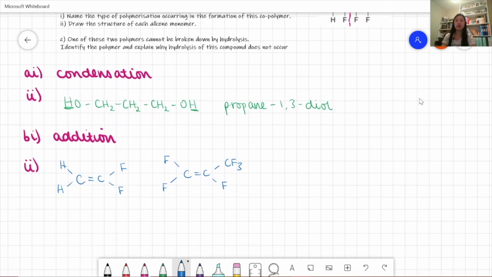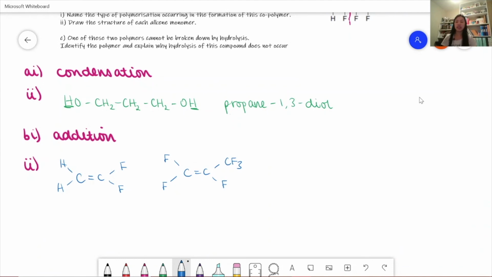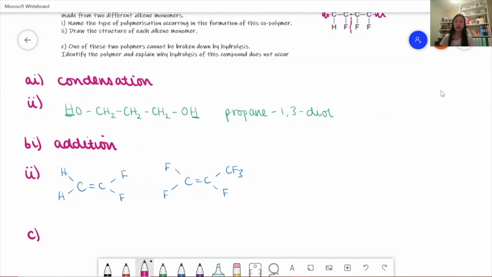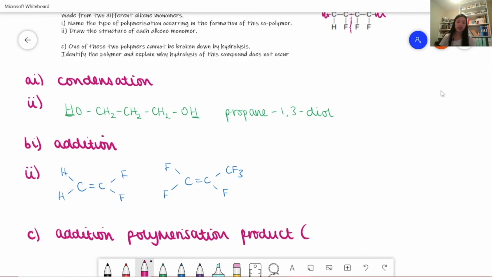And then for C, one of these two polymers cannot be broken down by hydrolysis. Identify the polymer and explain why hydrolysis of the compound does not occur. So we know that polyesters can be hydrolyzed. And so the polymer which can't be hydrolyzed is the addition polymerisation product, the polyalkene. So it looks like this.